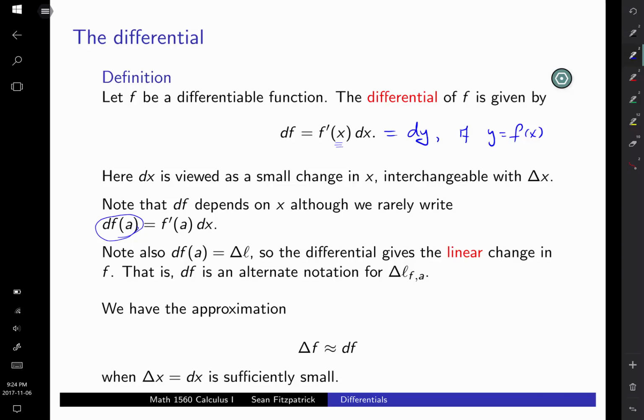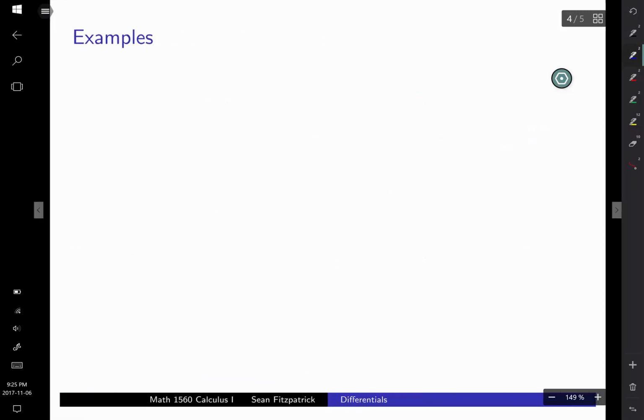The differential is telling you how the linear part of your function changes, right? And ignoring all the higher order stuff, because if x is really, really small, all that higher order stuff is hopefully negligible. Okay, so this is our approximation. In certain cases, you might talk about the error, the difference between delta f and df, and you can argue that that error is going to be small if you're dealing with a differentiable function. Okay, so just some basic examples.